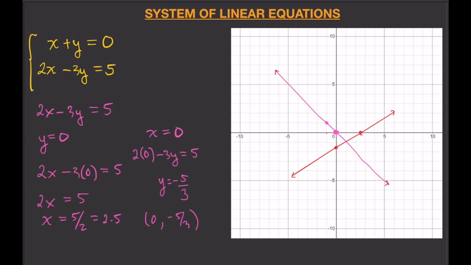And so to solve or to find the solutions, all we need to do is find the intersection. The intersection is this point, and that point is at 1 comma negative 1. So our solution based on the method of graphing is 1 comma negative 1. Okay, so that's our solution.